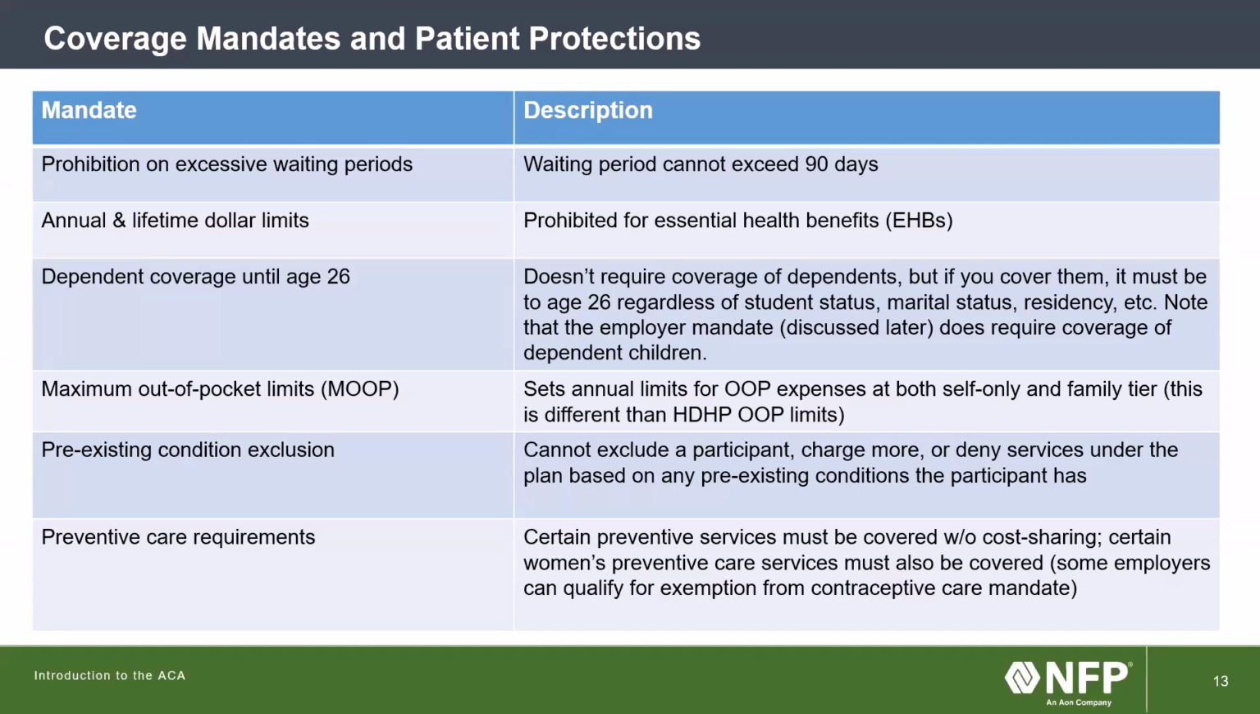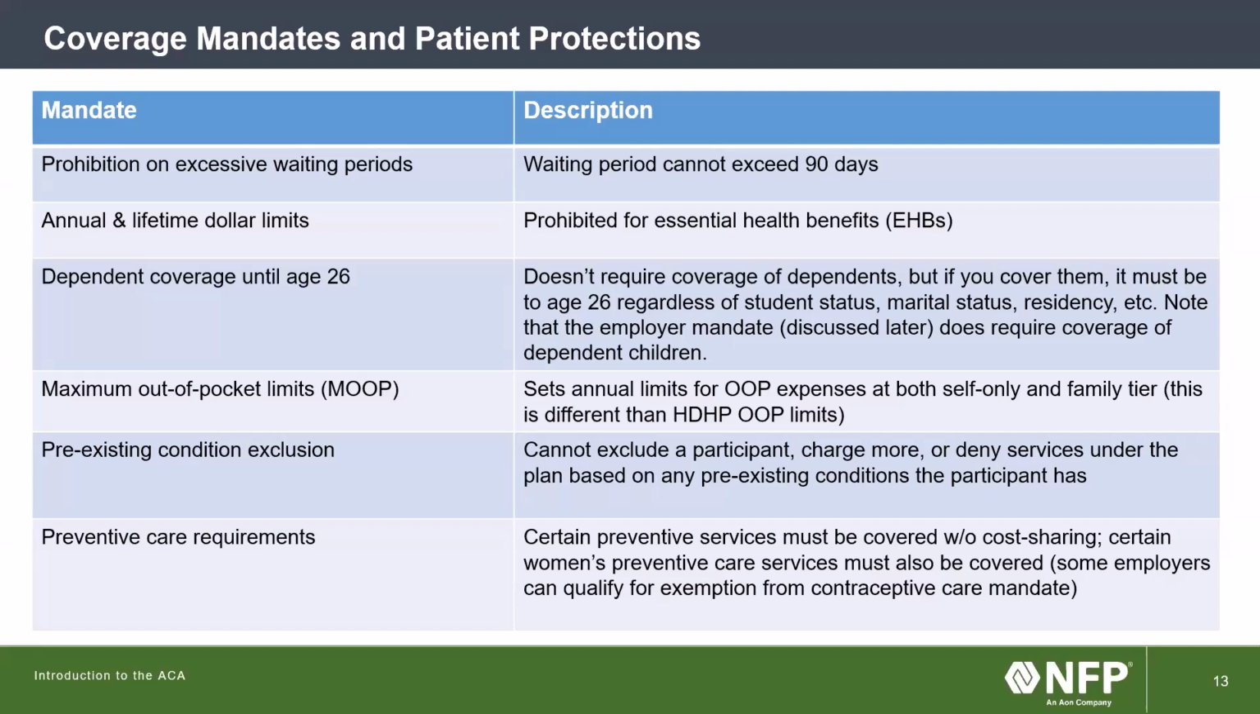The ACA gave us annual and lifetime dollar limit prohibition. Again, those essential health benefits that Patrick mentioned in our alphabet soup. There are prohibitions on applying annual and lifetime dollar limits just to that subsection of essential health benefits. Dependent coverage until age 26. I think this was a popular part of the ACA.